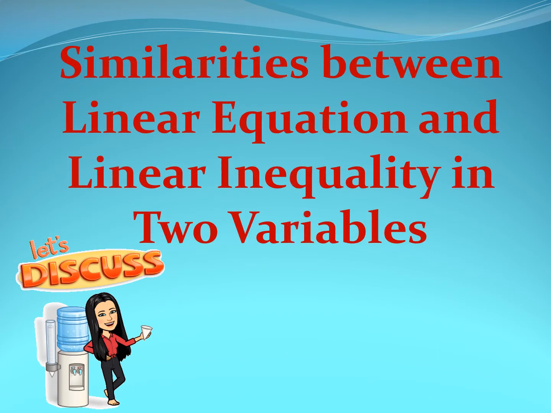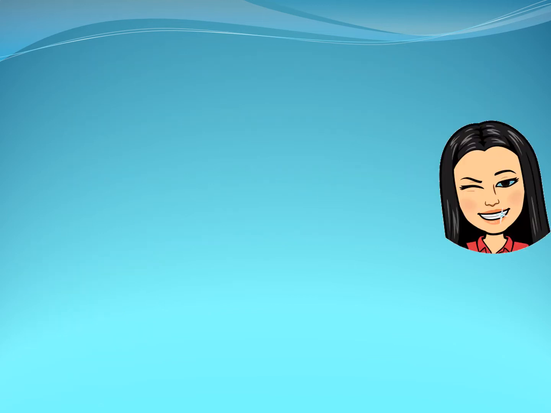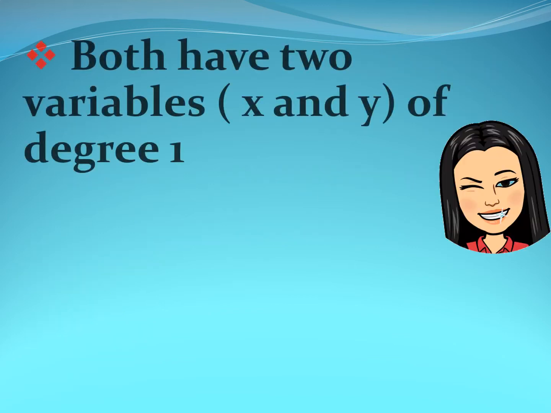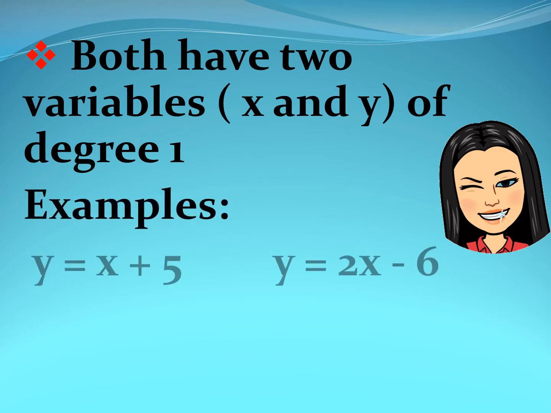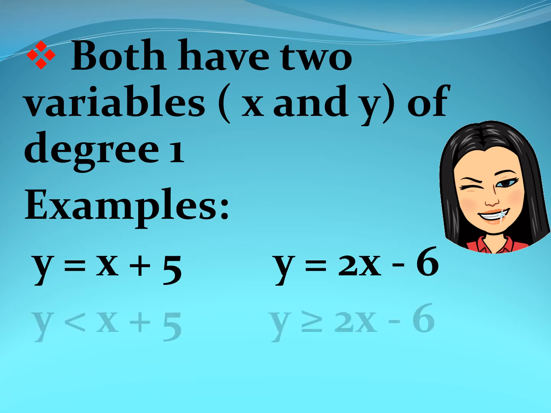So, similarities between linear equation and linear inequality in two variables. Both have two variables x and y of degree 1. So for examples, we have y equals x plus 5, y equals 2x minus 6, y is less than x plus 5, and y is greater than or equal to 2x minus 6.